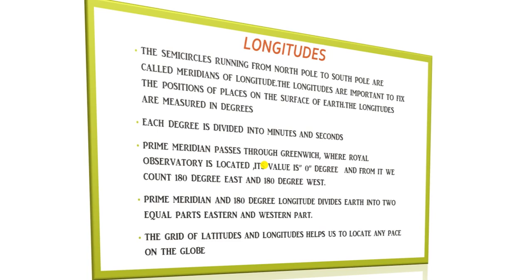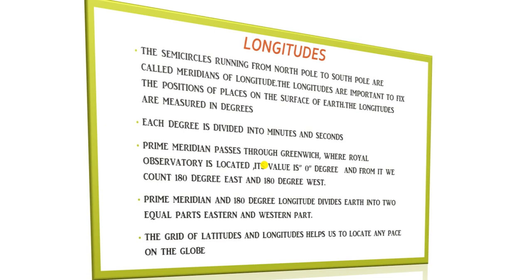As far as latitudes are concerned, with the help of latitudes, we can say whether a place is in the northern hemisphere or in the southern hemisphere. But with longitudes, information is added more. With the help of longitudes, we can say whether a place is located in the eastern hemisphere or in the western hemisphere. Each degree is divided into minutes and seconds.